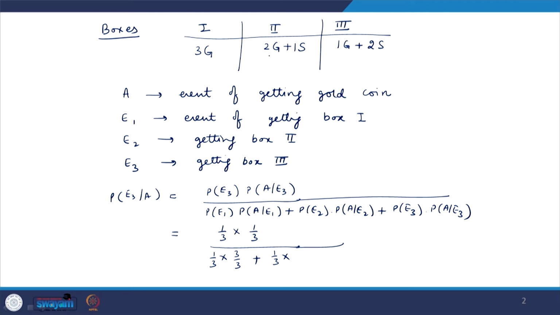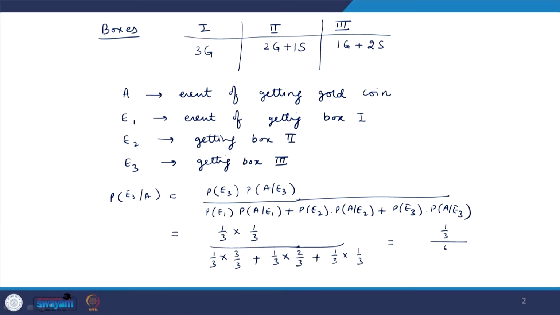So, from box 2, it is 2 gold coins, total coins are 3. So, it is 2 upon 3 plus probability of E 3 is 1 by 3. Probability of A, that means getting a gold coin from box 3, that we have already computed, it is 1 by 3. So, now if you solve it, that will be nothing but 1 upon 3 upon, that is 3, 5, 6, that is 6 upon 3. So, that is 5 plus 1.